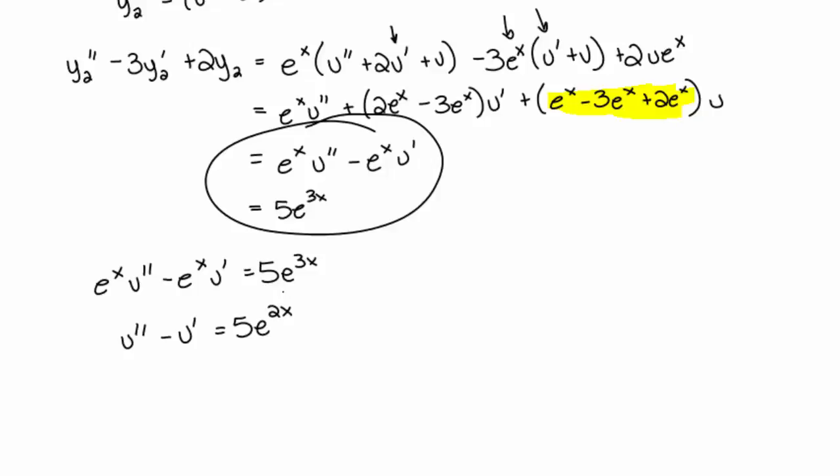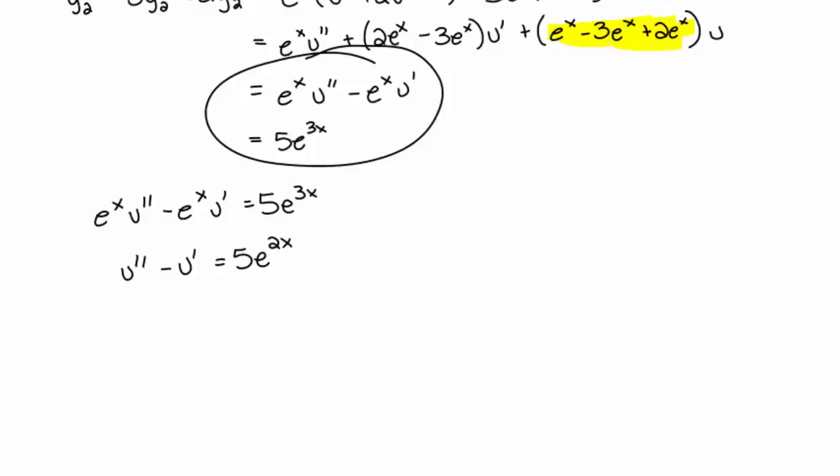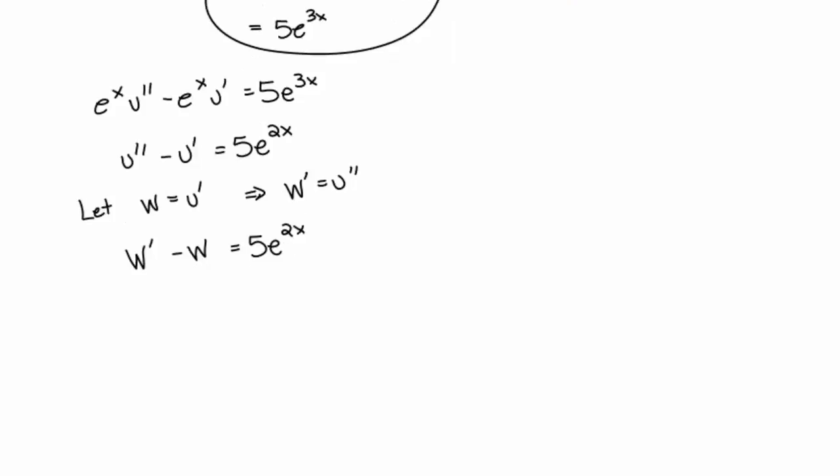And now I'm going to use, here's the step, reduction of order to reduce this down to a first order differential equation. So I'm going to let w equal u prime, which will imply that w prime is equal to u double prime. And so when you do that, our differential equation becomes w prime minus w is equal to 5e to the 2x. And now I can solve this linear differential equation by finding the integrating factor, mu. Mu is equal to e to the integral of p of x dx.